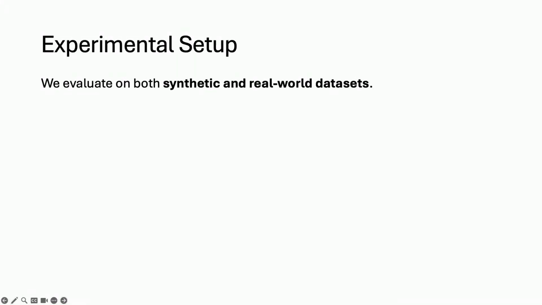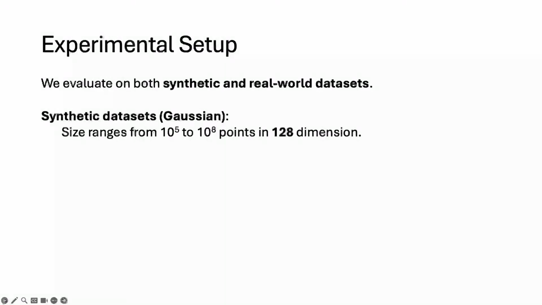We tested on both synthetic as well as real-world data sets. For the synthetic data sets, we created data sets with sizes ranging from 10^5 to 10^8, with 128 dimensions. To construct these data sets, we first selected the number of clusters we wanted, and then we distributed those randomly in this 128-dimensional space. For the remaining points, we divided them evenly across these clusters. We generated the clusters using a Gaussian distribution with a fixed mean and variance, where the mean is the center point of that cluster.